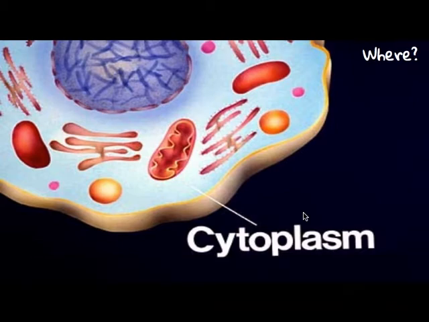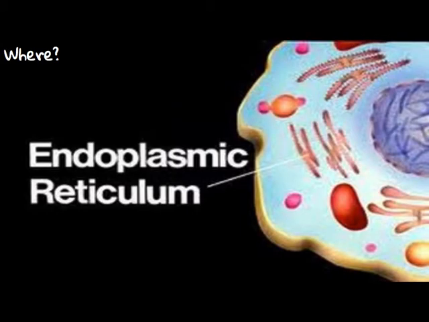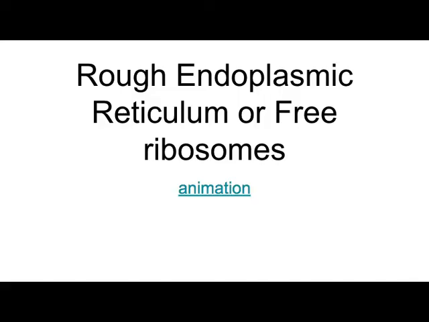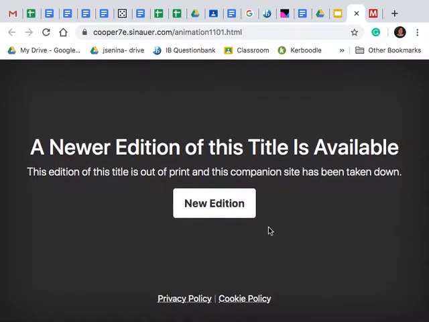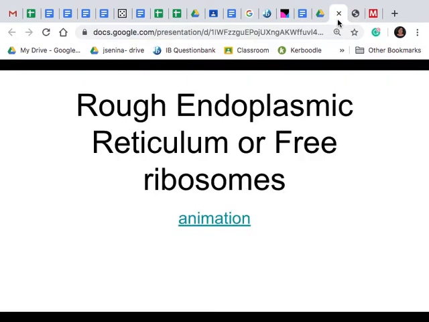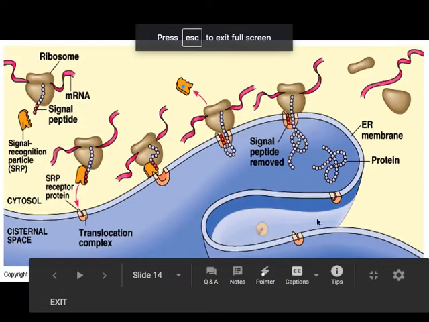Now, where does this happen? In the cytoplasm. Where in the cytoplasm? It could either be in the free ribosomes or the ribosomes in the endoplasmic reticulum. So where does it happen? Animation first, then I explain. Okay, my animation is not working. I'll just explain. Here's how it's gonna happen.